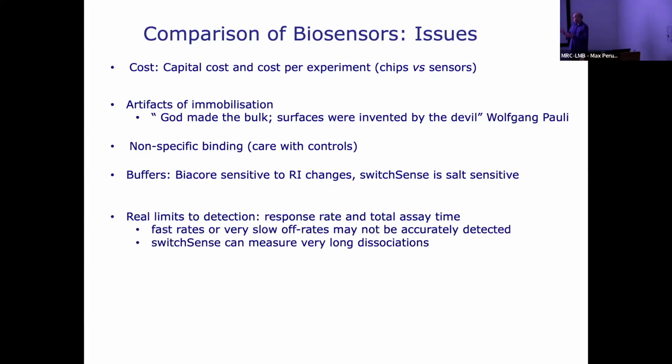Okay, the rate limits: obviously there are response times, so very, very fast rates sometimes can't be measured, and off rates, sometimes you can't go as long as you want to go. With the Octet, you'll get evaporation. With the Biacore, the pump is only a certain size. Switch sense, because it's got a peristaltic pump, can go much longer.